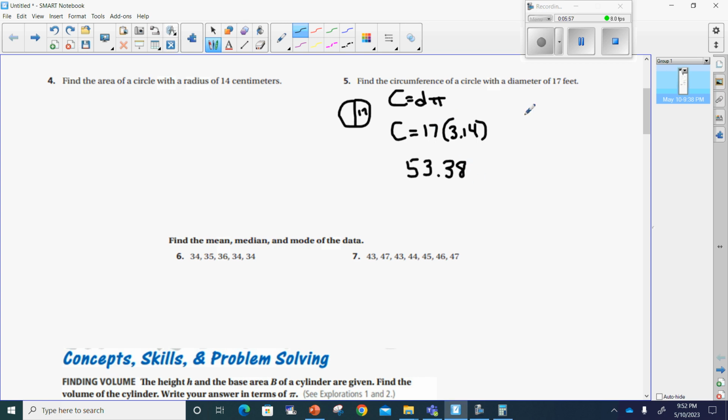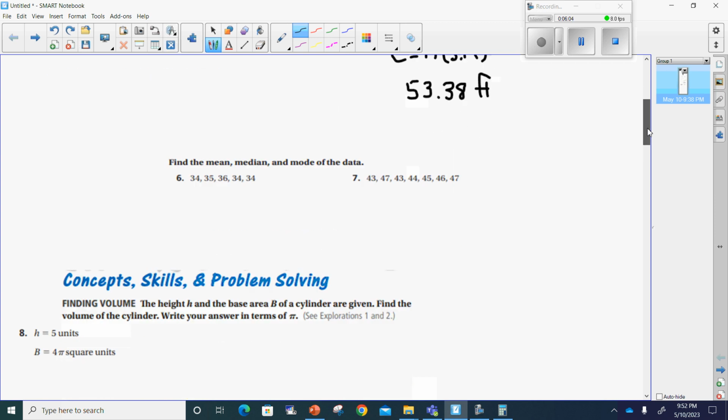As for the circumference, that's a distance. So that's going to be 53.38 feet. All right, next is number 7.